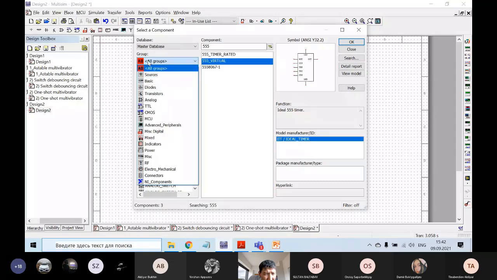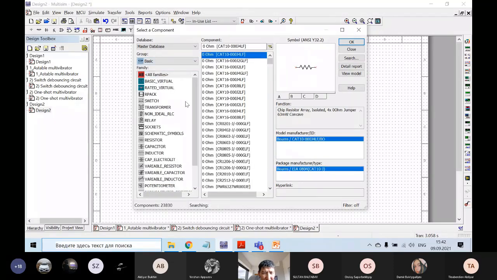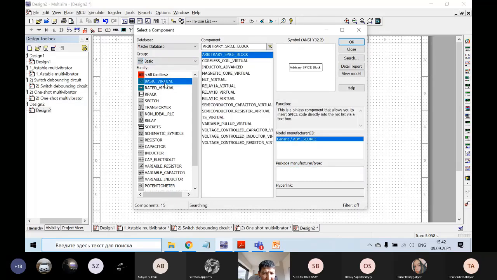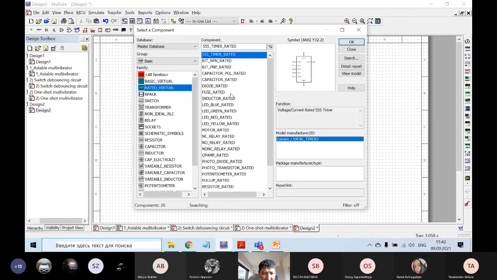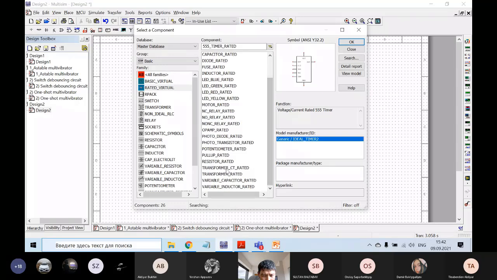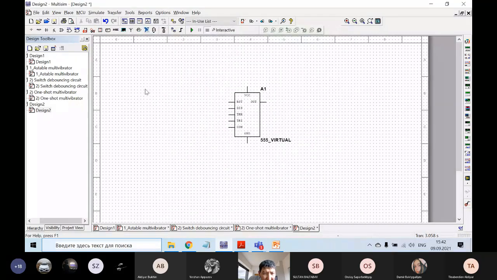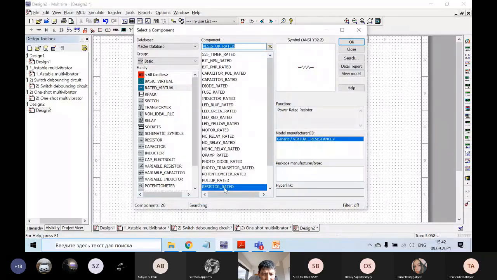So to find resistor, just choose from the group. Choose basic. So basic virtual, not basic virtual. So here we don't have any resistors, so rated virtual. So here you can see resistor. So choose resistor rated.